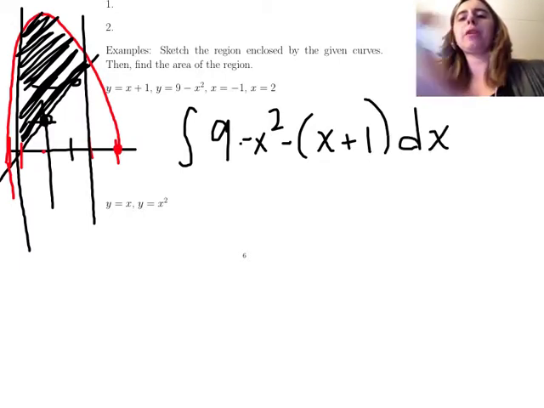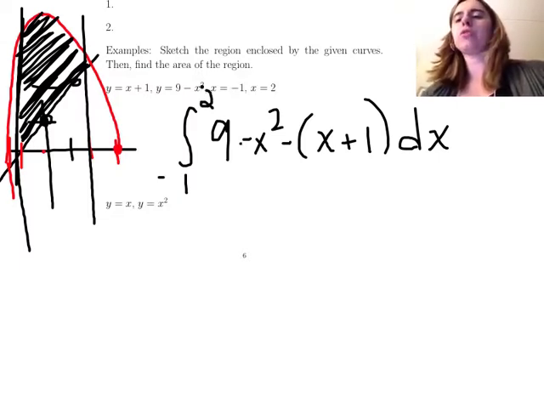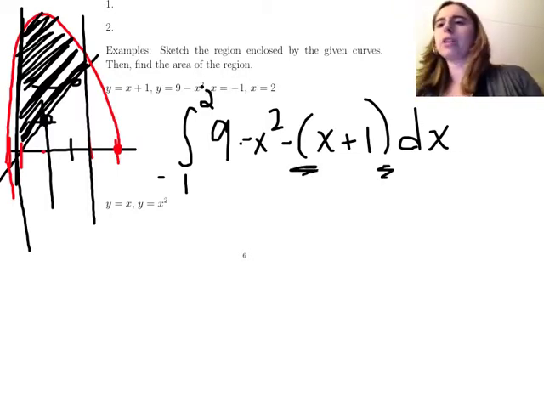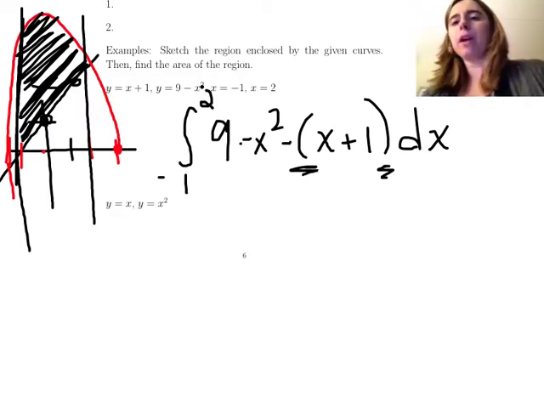And now the question is, what are our bounds? What's the furthest left that we're starting? That would be negative 1. And what's the farthest right? That would be 2. So from negative 1 to 2, we have our function, and we have subtracted. These parentheses are really important, right? Because you want to subtract the whole thing, not just some part of it. So now you're ready to find the final answer here for the area.